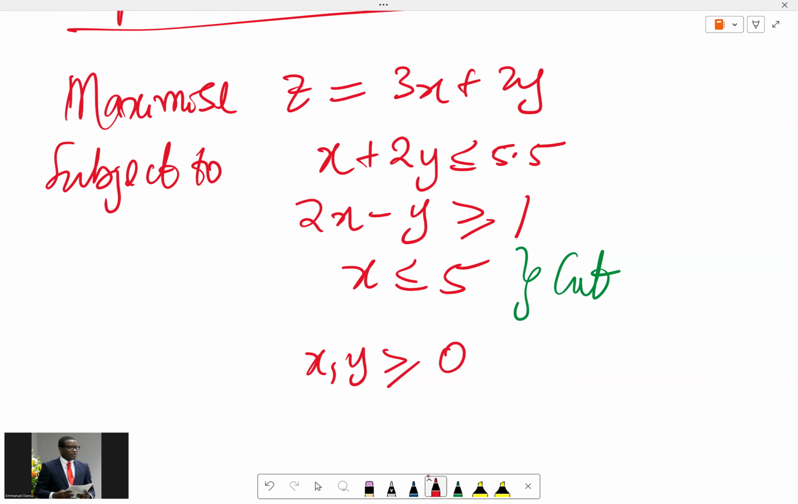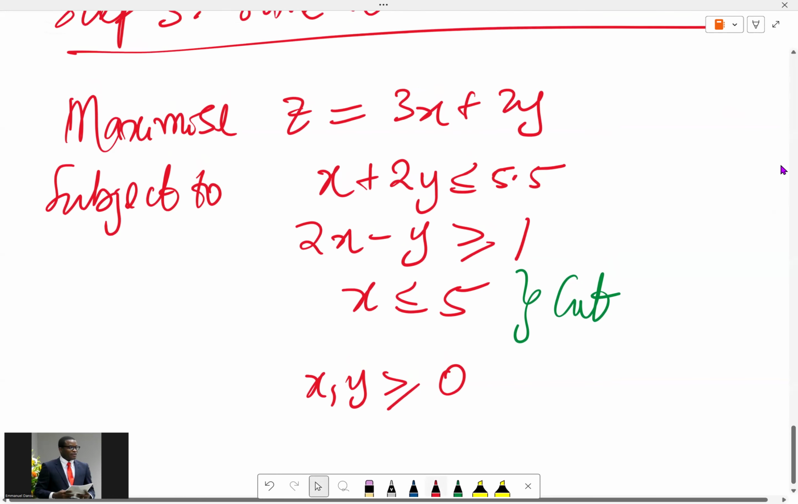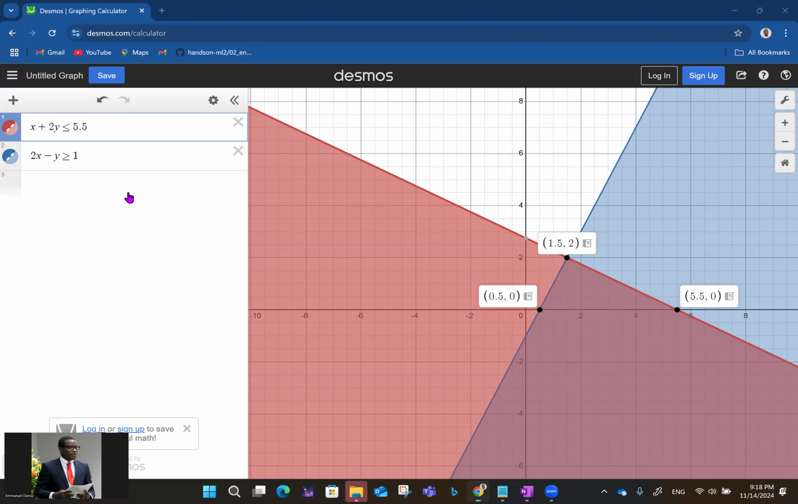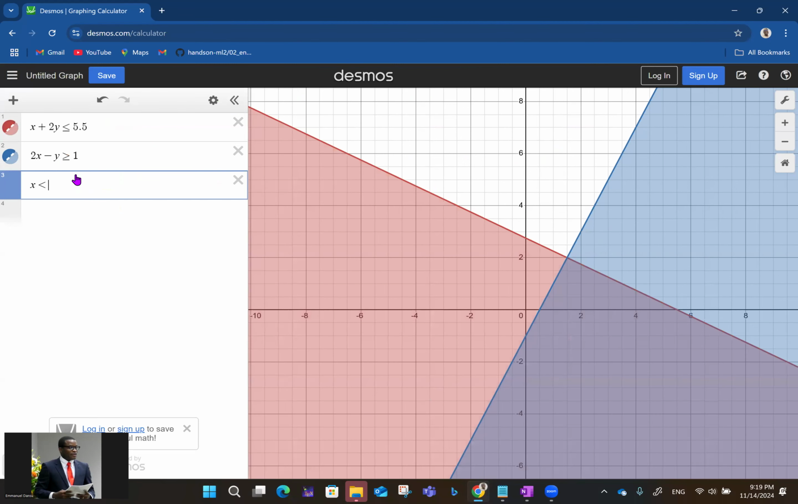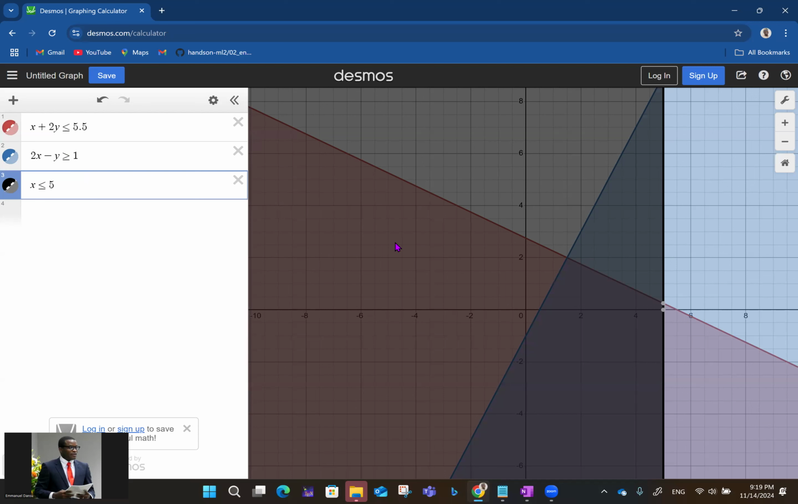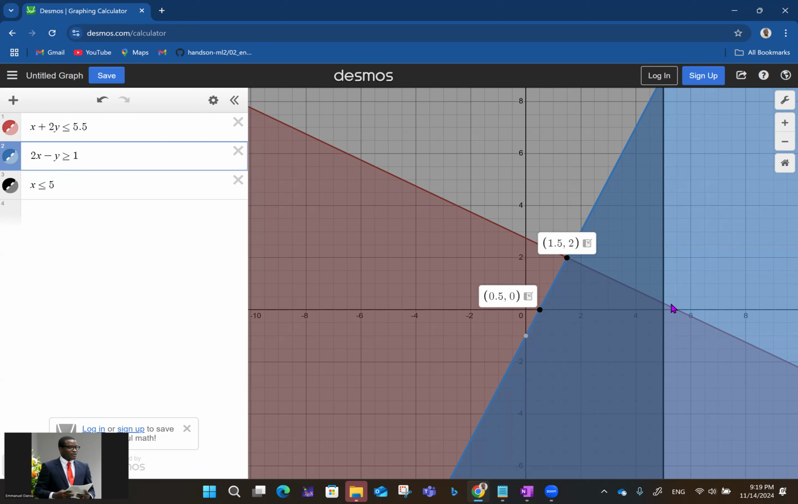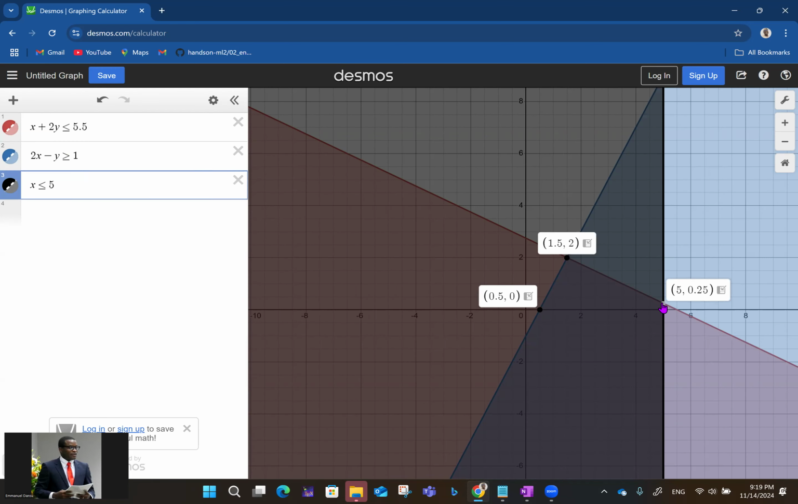So we now want to solve the new LP with the cut. Since I was already using the graphical method, let's just continue with that. We have our normal regions, right? The only thing now is that we are going to have x less than or equal to 5. So if we add x less than or equal to 5, you see that the corners will change. We now have this corner, this corner, this corner, this corner, this corner up here, and this corner down here. So we have 5 corners now.